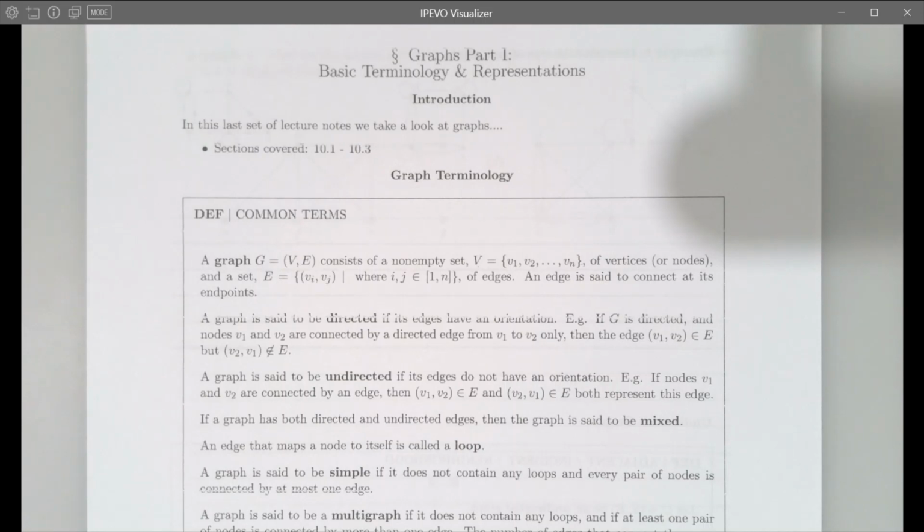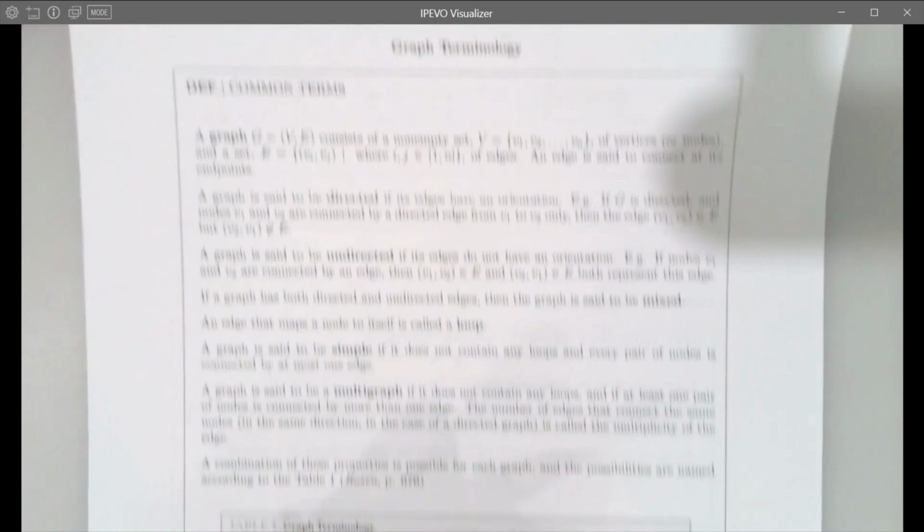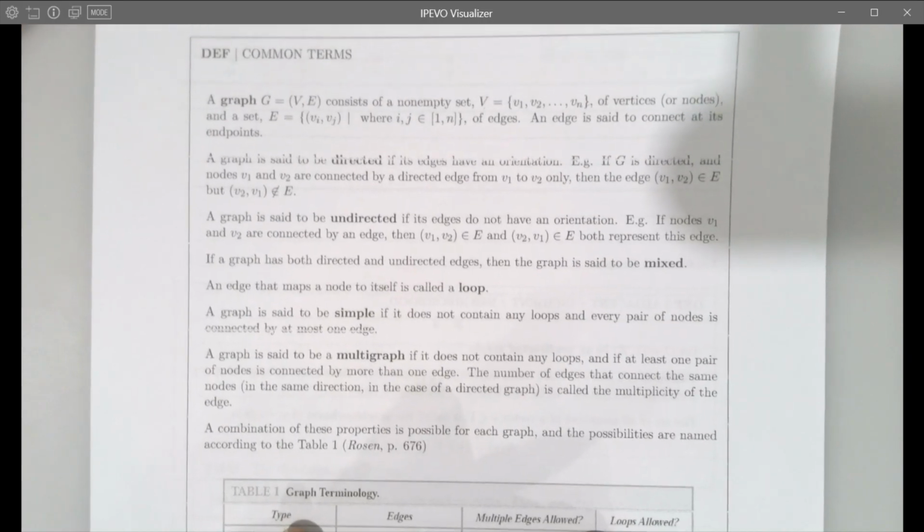Welcome to CECS 228. Today we're going to start a new section, the last section in our course, which has to do with graphs. Part one deals with basic terminology and representations, and that's what we're going to be covering in this lecture video. Again, I do encourage you to have these lecture notes printed and ready before you continue to watch the rest of the video.